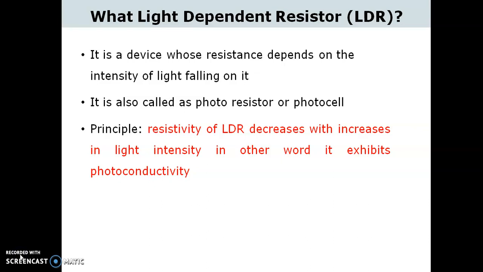Now let us define what is LDR. LDR is a light dependent resistance. It is a two-terminal device, the resistance of which depends on the intensity of light incident on it. The LDR works on the principle of photoconductive effect and its resistance decreases with the increase in the intensity of light. It is also called a photoresistor or photocell.